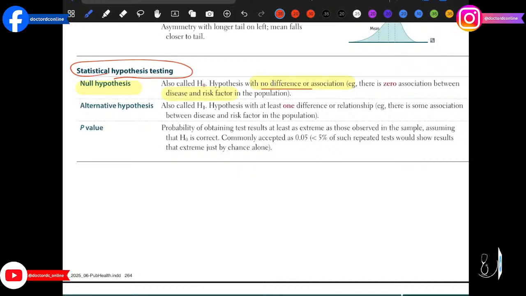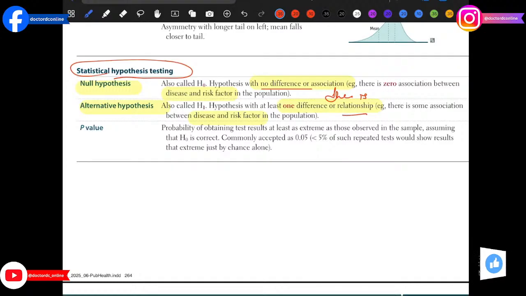Now, what do we know about lung cancer and smoking? Great, that there is an association. So, what would that mean? There you go, that we would be rejecting the null hypothesis here. Now, the alternative hypothesis states that there is in fact a difference or relationship between the risk factor and the disease. So, for our lung cancer example, the alternative hypothesis would state that there is an association between lung cancer and smoking. And since we know this to be true, we would be accepting our alternative hypothesis.